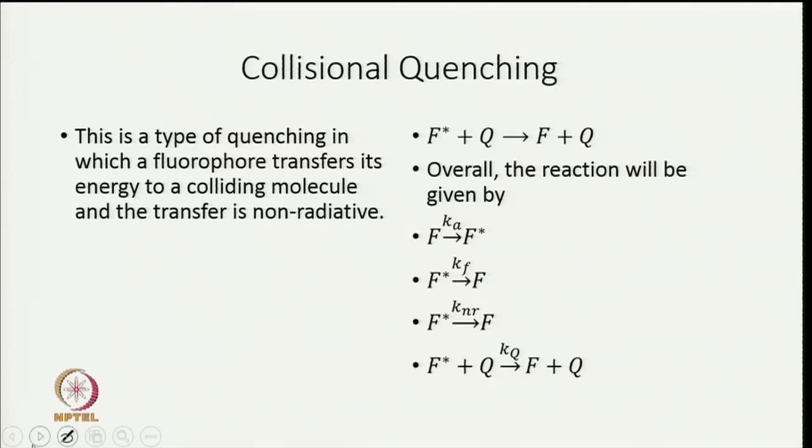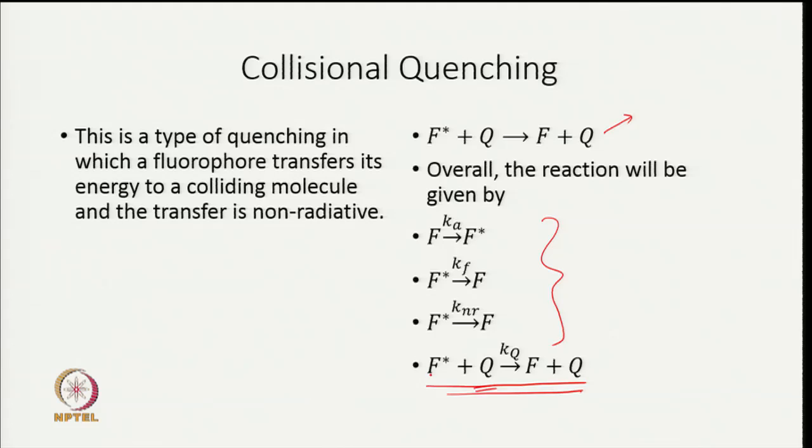Now, we will start with collisional quenching. What is collisional quenching? This is a type of quenching in which the fluorophore transfers its energy to a colliding molecule, and the transfer is non-radiative. For example, F star plus Q giving you F plus Q. Overall, the reaction will be given by these 4 steps. So, till now I have discussed 3 steps. Now, what I am going to do is add this quencher, and we can look at the reaction between the excited state of a fluorophore and a quencher. So, this process denotes quenching.